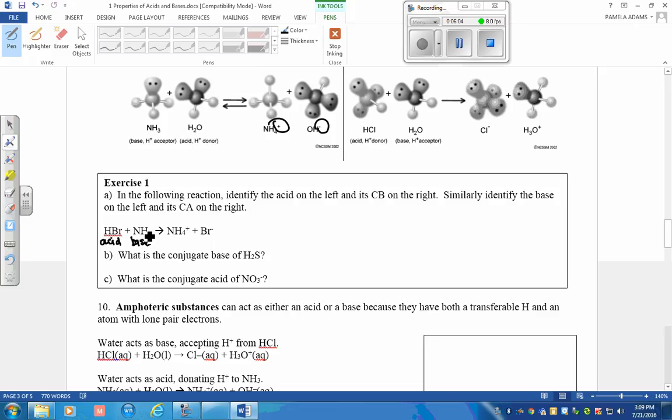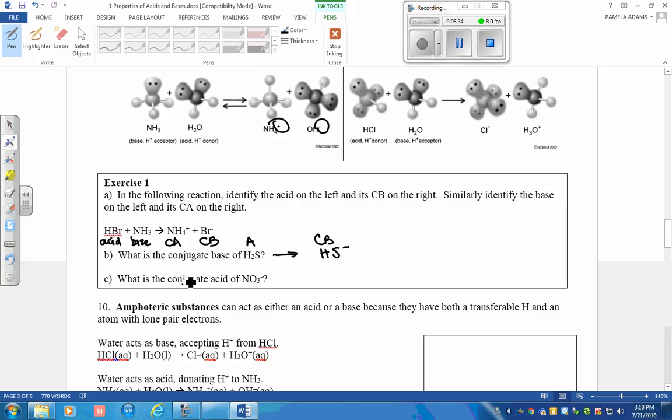And so the base on the other side of the arrow has a conjugate acid. The acid on the other side of the arrow is a conjugate base. What is the conjugate base of H2S? Well, if it is a conjugate base on the other side, that means it's an acid on this side, so the conjugate base must show us that it has lost a hydrogen ion, so that would be correct.